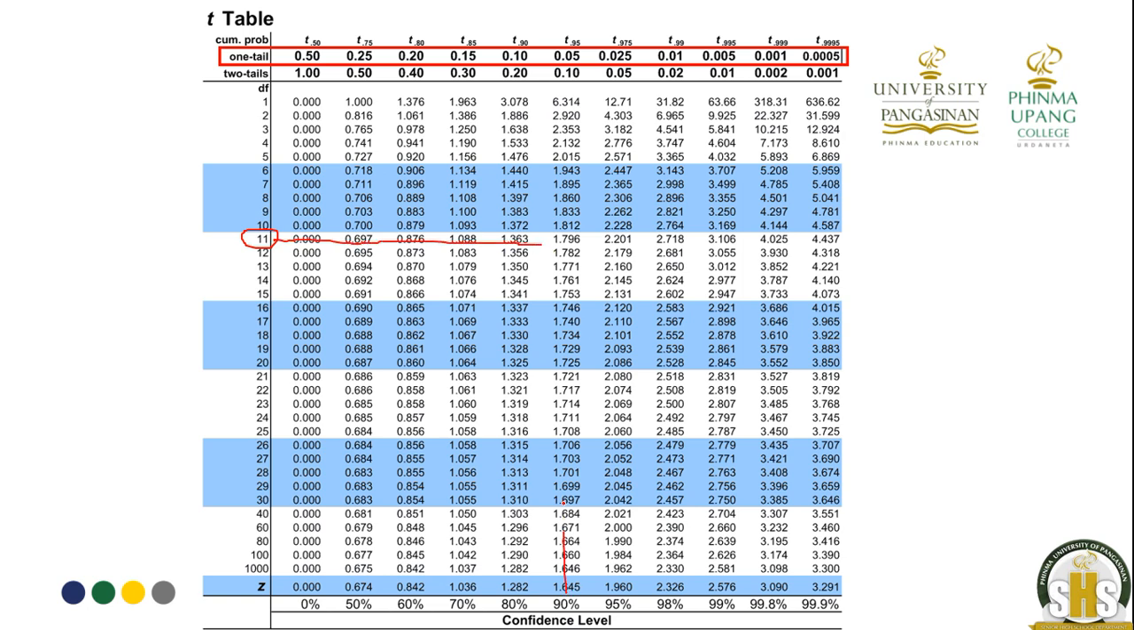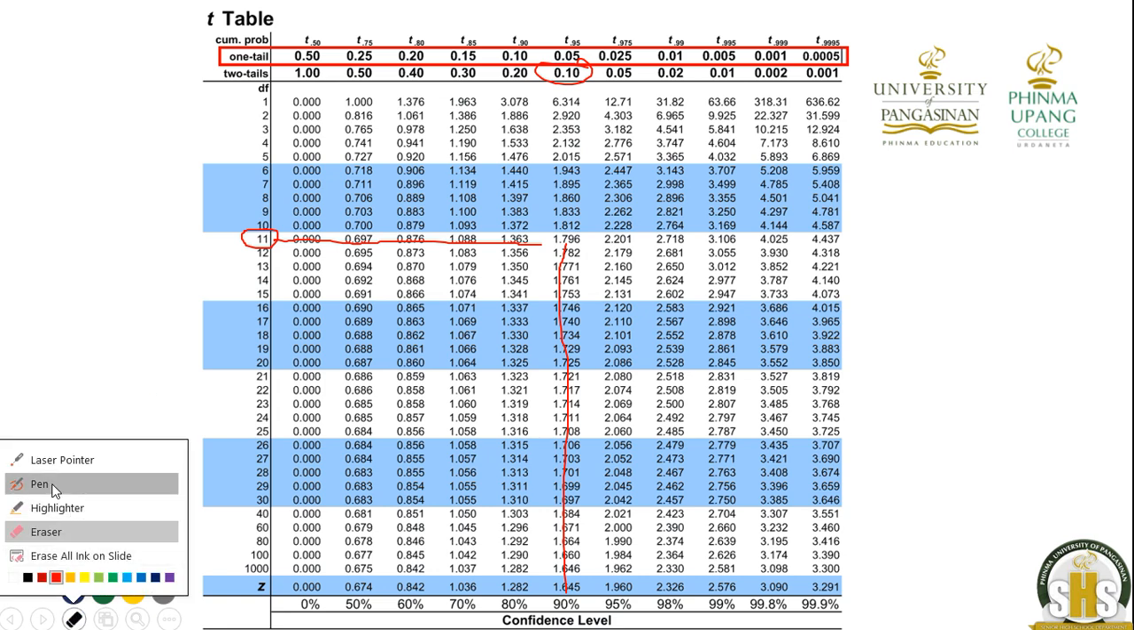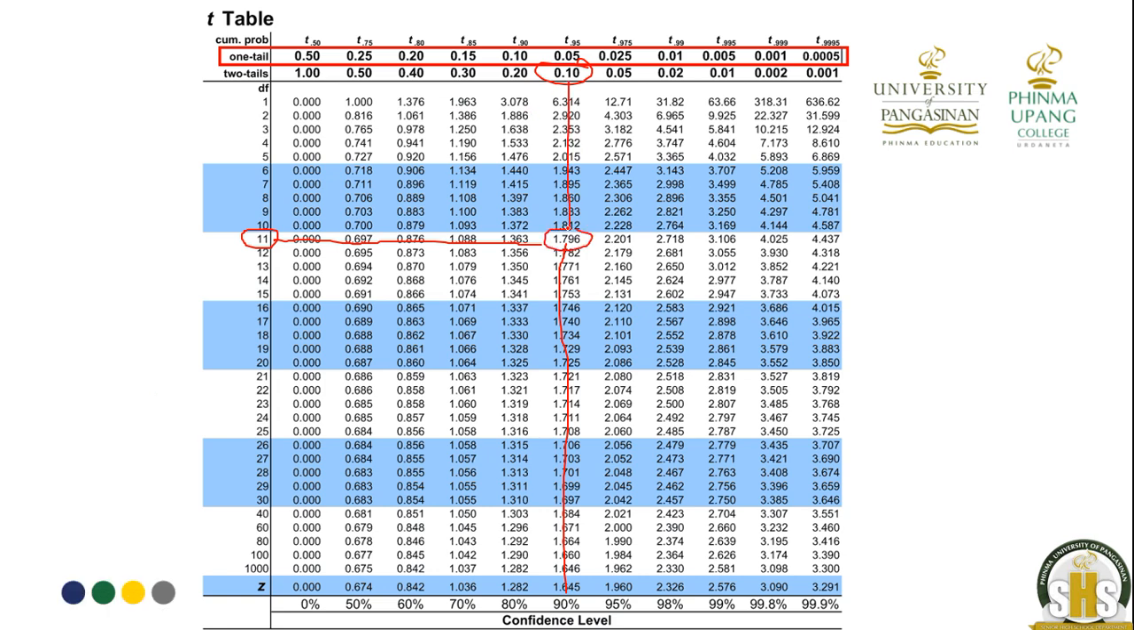90%. So nandito si 90%. And then, sabi niya doon, two-tail natin is 0.10 or 10%. It's 1.796. Sorry. Takpan siya. So, 1.796 is our critical value of t distribution.